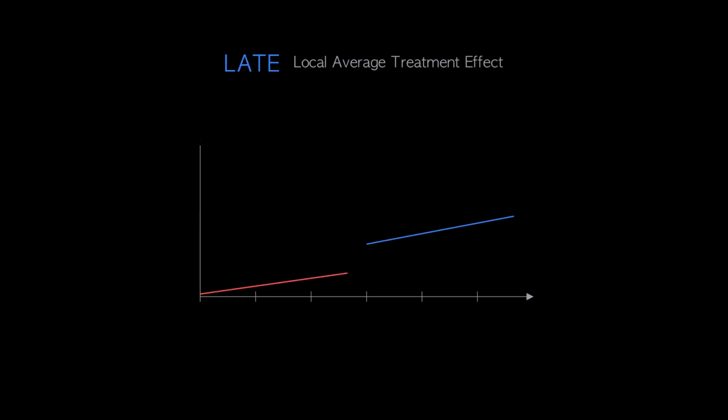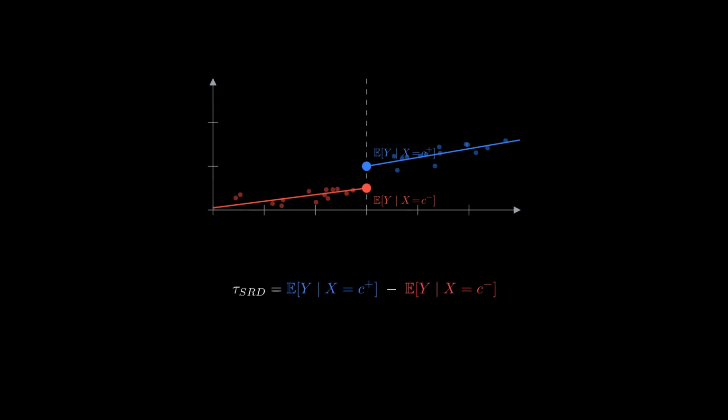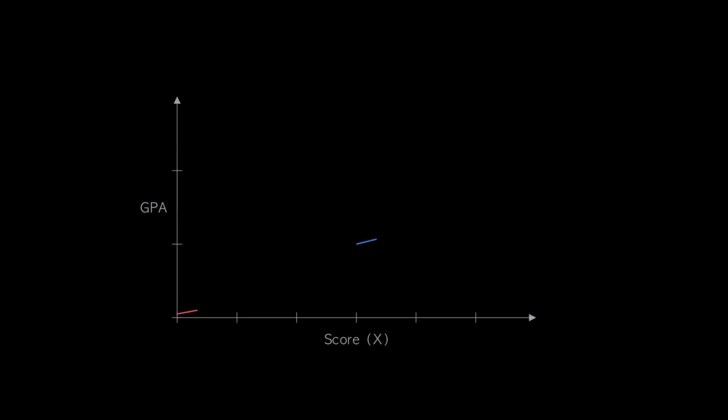RDD estimates the treatment effect at the cutoff, known as LATE, the local average treatment effect. This is the expected outcome just to the right of the cutoff minus the expected outcome just to the left. If the assumptions we discussed hold, this difference is a pure causal effect. Given data, how do we estimate this in practice?